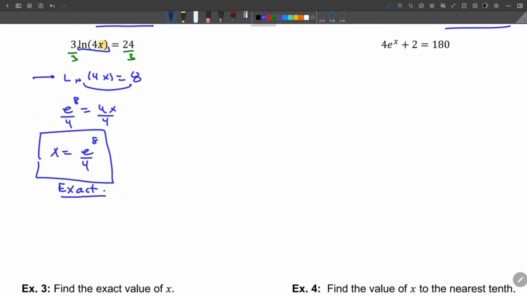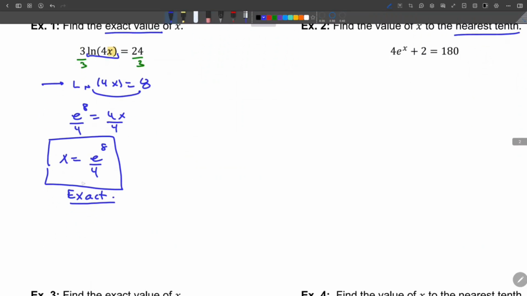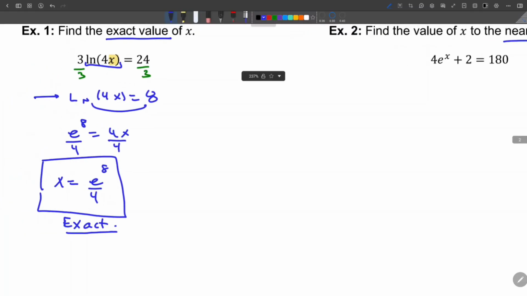So even though it looks strange, I know it says exact value, but if this was a word problem, depending on the word problem or units we had, we might convert this into an approximation for a number. If this was some units of time or miles, this is not any type of units that we're familiar with, right? Like e to the 8 divided by 4, how many miles is that? We don't know. So that's that one.